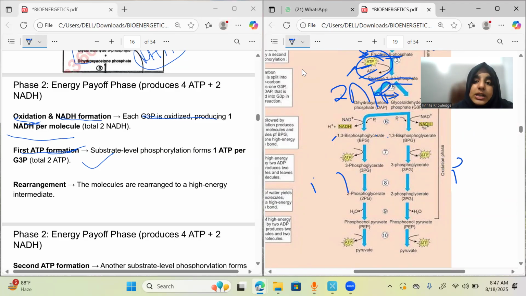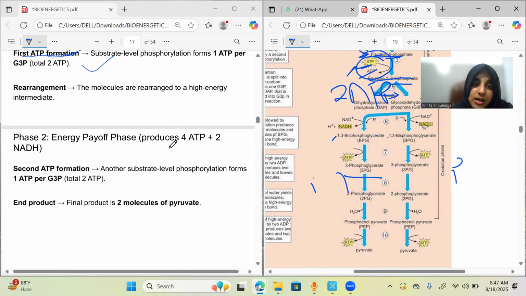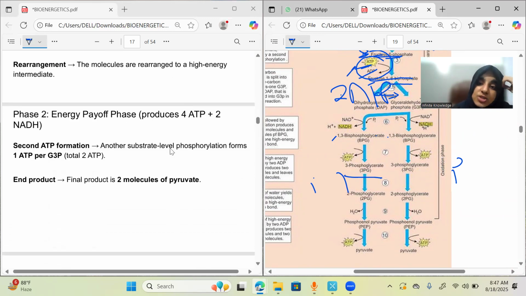All right, now what happens over here? 3-phosphoglycerate is producing 2-phosphoglycerate. Why? Because a rearrangement occurs, and in that rearrangement, this phosphate, for example, these are 3 carbons of the 3-BPG, and this phosphate shifts from its position at carbon number 3 to the position on carbon number 2. It comes in the middle.